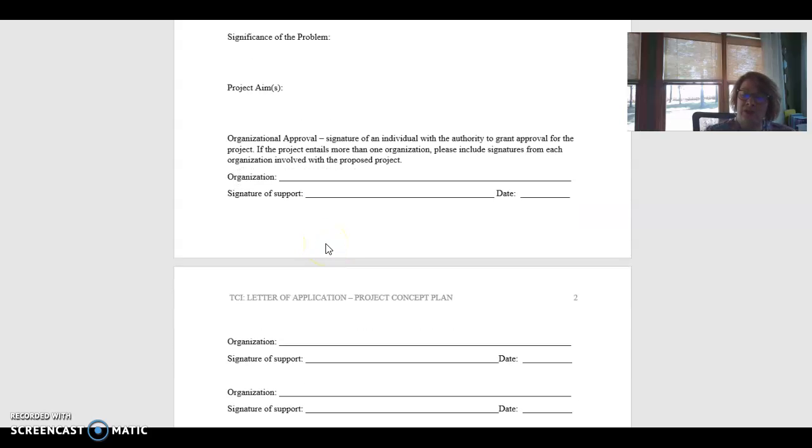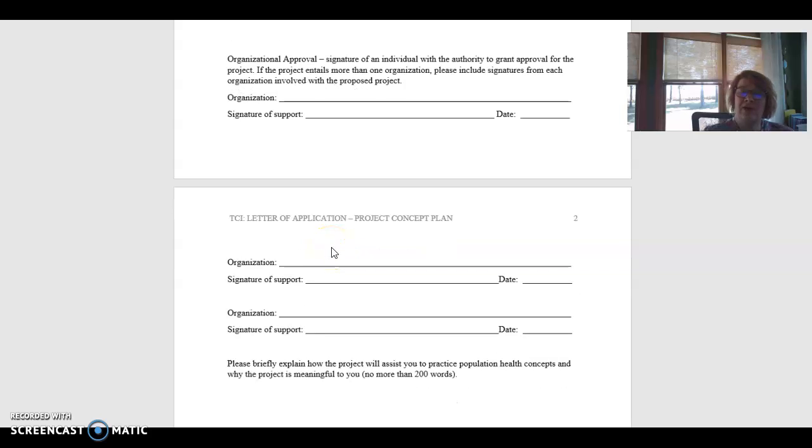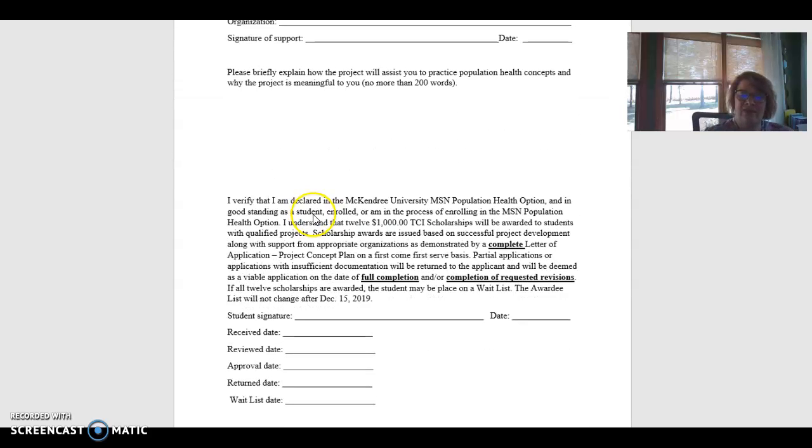You're also going to be working with an organization. It may be your organization, or it may be another organization. It doesn't really matter. It's just that you have the support of that organization for this particular project. And then there's just a statement that the $1,000 scholarship is payable upon completion of the project and completion of your population health project.